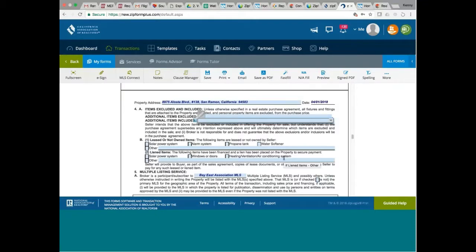And then the seller may have to identify which systems are owned and which are not. The ones not owned, such as a solar system or alarm system, could be leased. And then there are items that are liens, such as a solar power system. Could be leased actually. Okay.